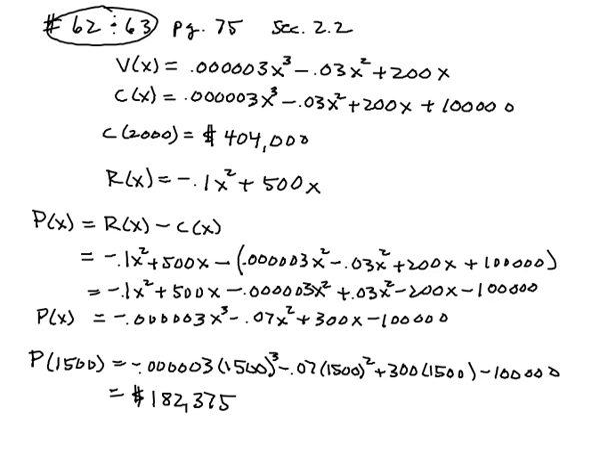the total cost. And when they said they produced 1,500 items or units and sold all of them, then I know my profit would just be simply the total revenue subtract the total cost. And that would be my $182,375.